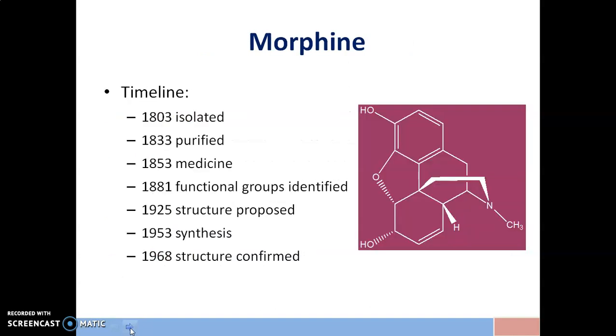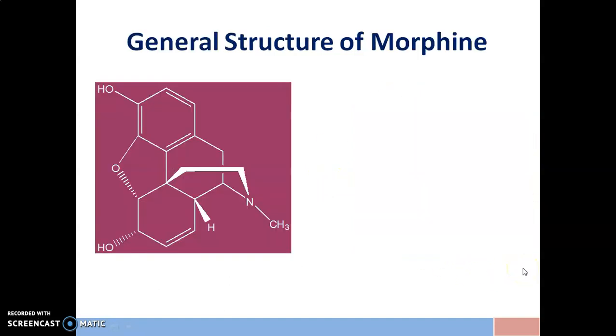So this is the timeline of development of morphine. It was isolated in 1803, then in 1833 it was purified, in 1853 it was used as a medicine, and then in 1968 its structure was confirmed. You can see this is the structure of morphine.